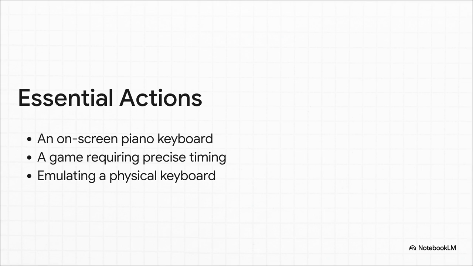And these are the perfect examples. Imagine an on-screen piano. You need the note to play the instant you touch the key, not when you lift your finger off, right? Same for a video game where you need to jump at a precise moment. Or just typing on your phone. You expect that letter to show up when you tap it, just like a real keyboard. In these cases, the down event isn't just better, it's essential.